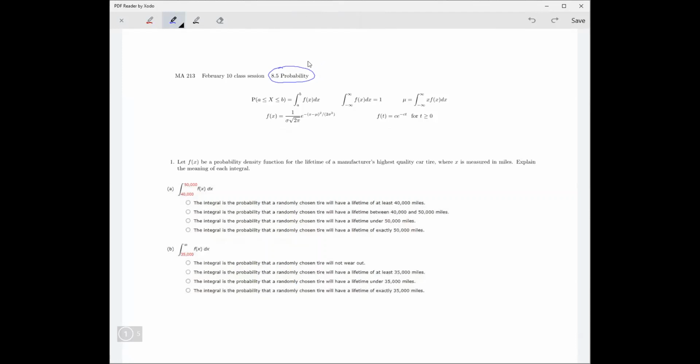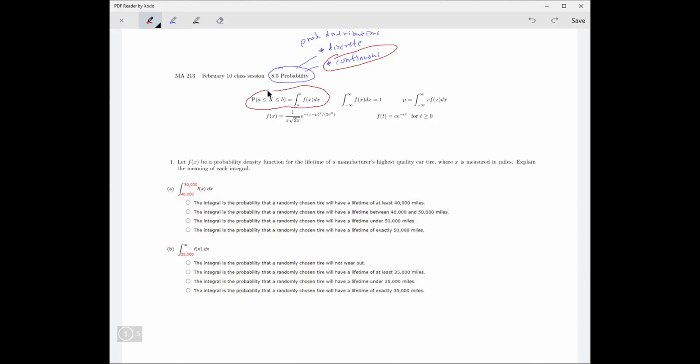There are two types of probability distributions: discrete, and continuous. And what we're looking at today is the continuous, okay?